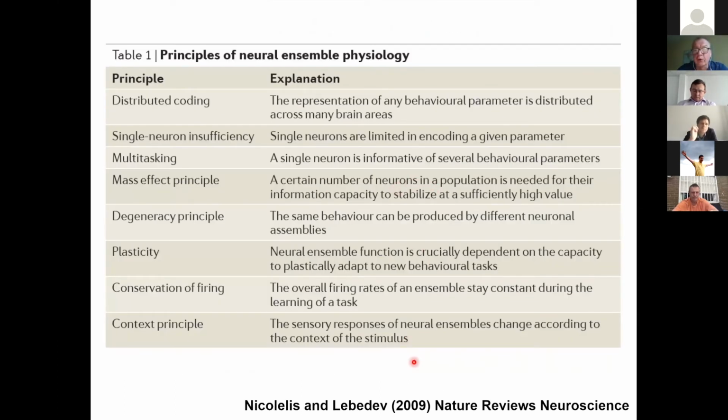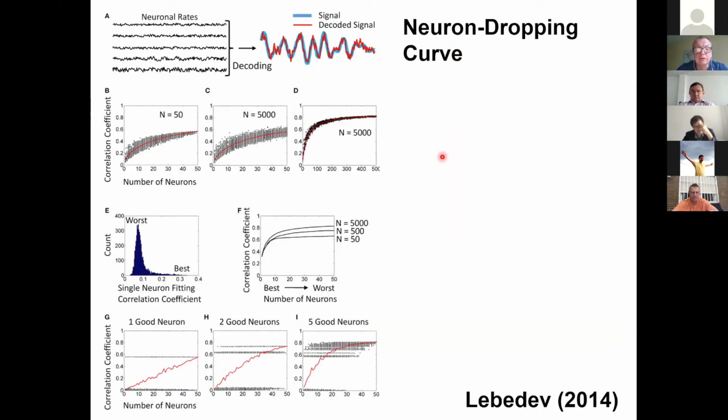Also, since we are recording nowadays many neurons at the same time, then we can think about the principles of neuronal ensemble physiology. This has been published, and I recommend looking through these principles. The most important one is distributed coding, meaning that single neurons are interesting, but the most interesting stuff comes from the population. And the advantage of the population is typically described as a neuron dropping curve. So the more neurons you have, the better the quality of precision.